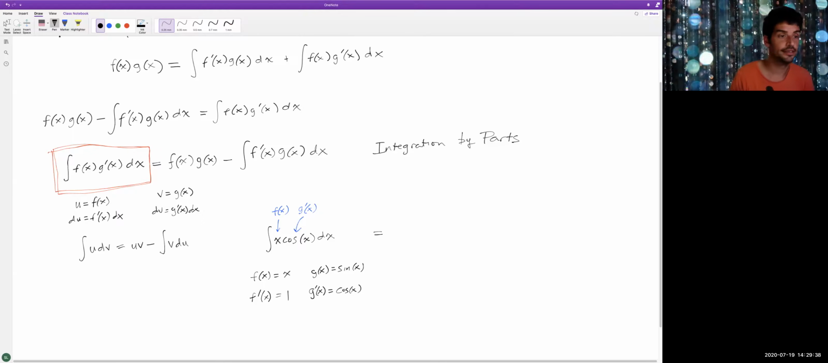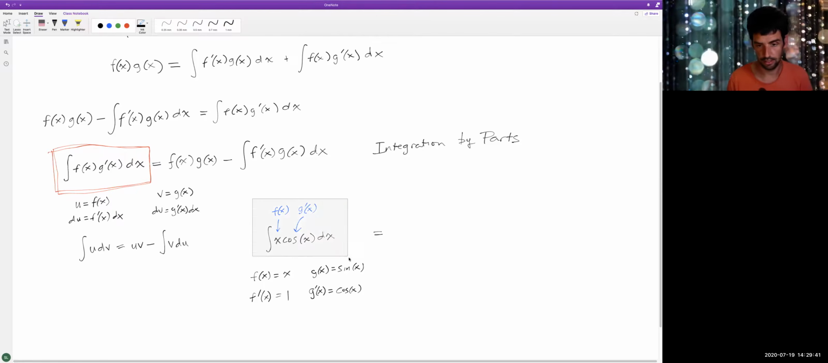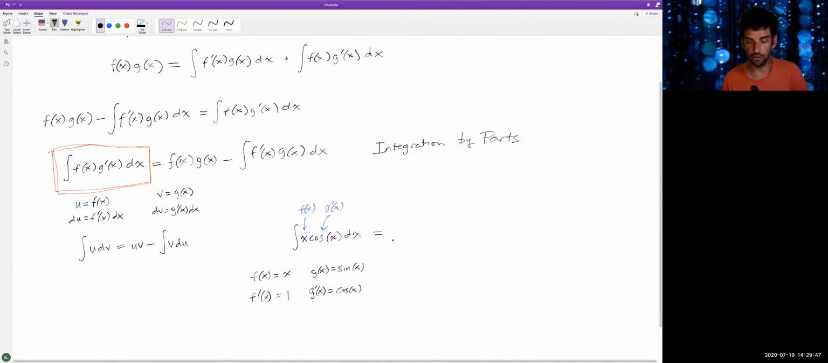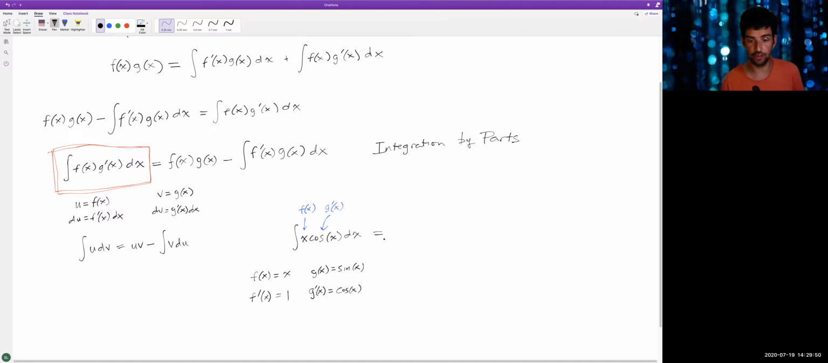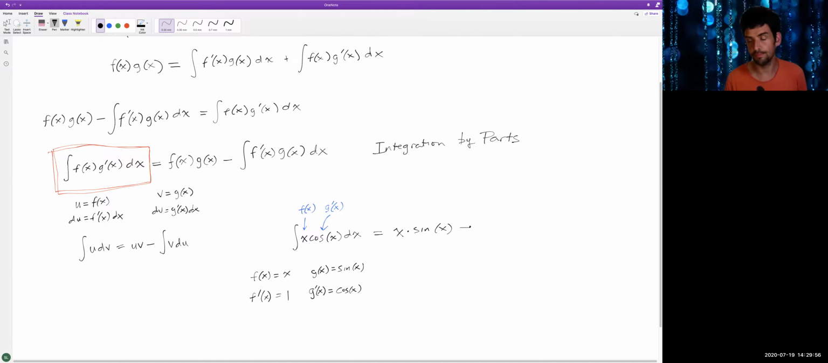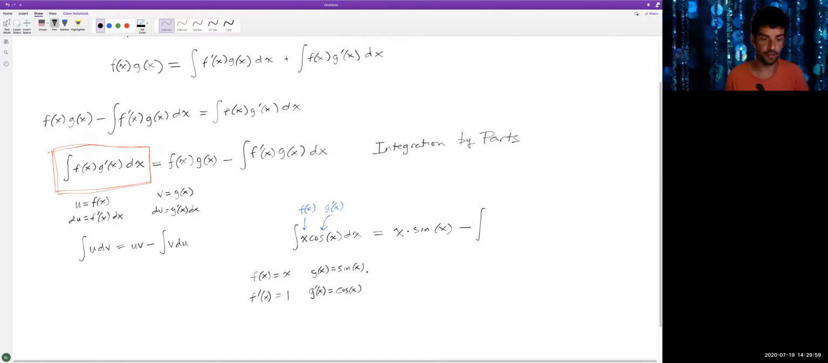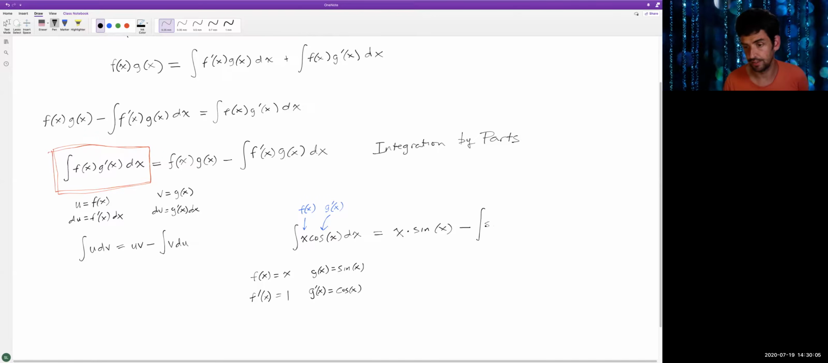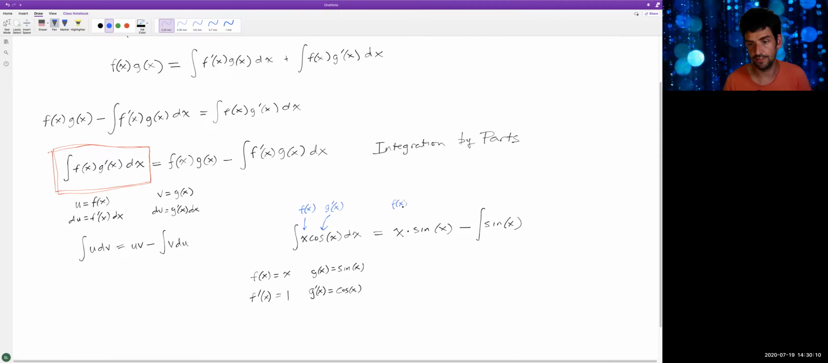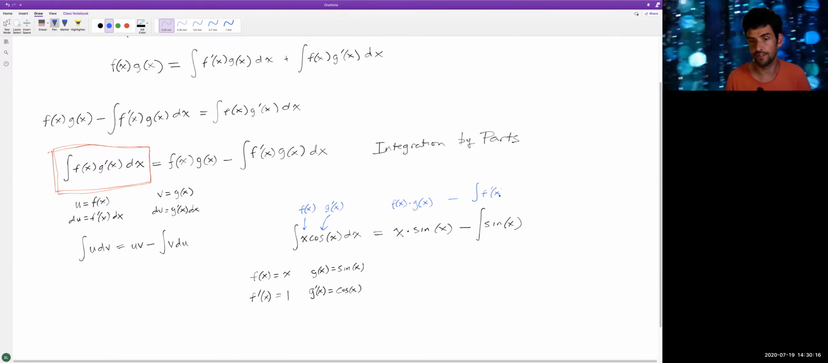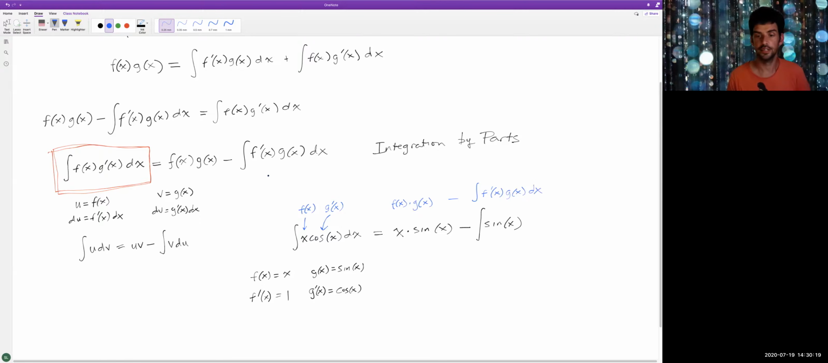Let's move these a little. Just going to manipulate this a little bit. So now I know exactly what f and g are. So my first term on the right is f times g minus the antiderivative of f prime, which is 1, times g, sine of x. Again, this is just f of x times g of x minus the antiderivative of f prime of x g of x dx, right?